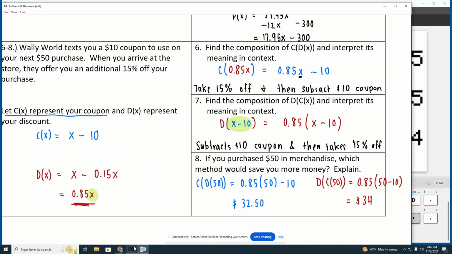So let's go back to our paper. Which one's better? Would I rather pay $32.50 or would I rather pay $34? Well, that's a no-brainer. I definitely would rather pay $32.50. I save $1.50. Now, I know that that's not like a crazy amount of money, but it's something. And something is better than nothing. So I'm going to elect then to take the 15% off and then subtract the $10 coupon.